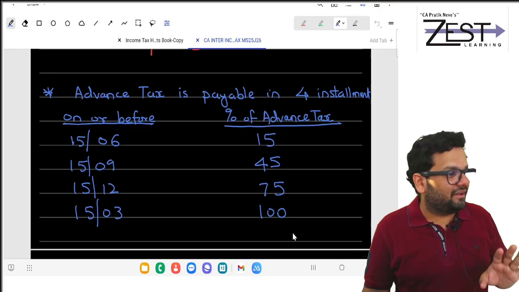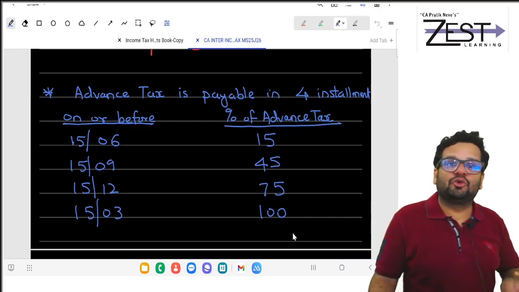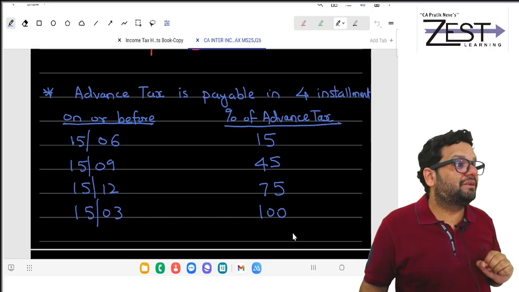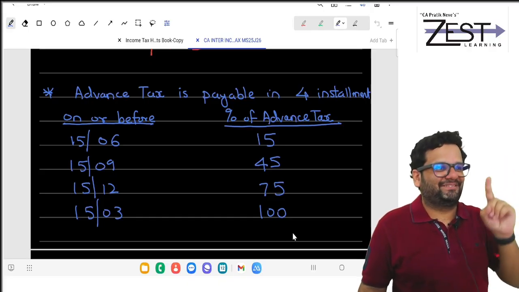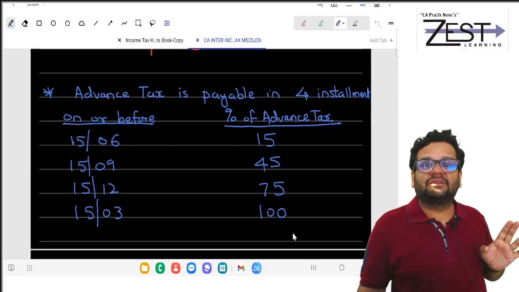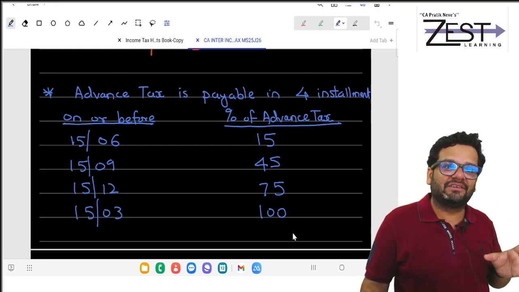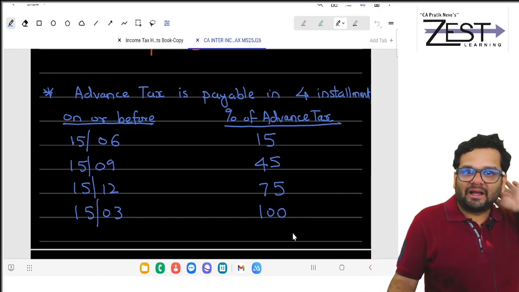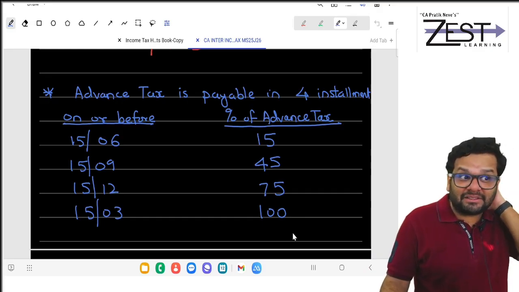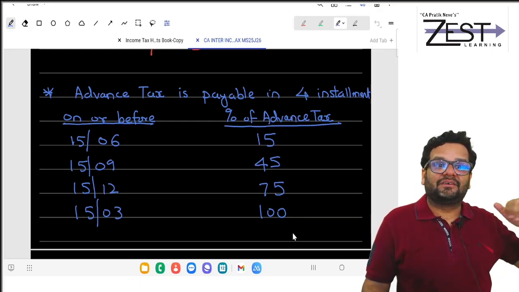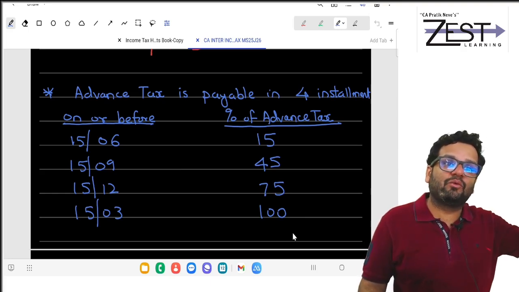And finally, on 15th March, you should have paid 100%. If you pay less, interest applies. For how many months? 1 month. Why 1 month? Till 31st March. Sir, till 31st March it is only 16 days. But you have to calculate interest at 1% per month or part thereof. Again, per month or part thereof. That's why it is considered as 1 month till 31st March.